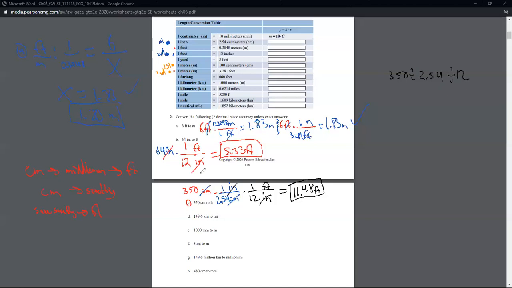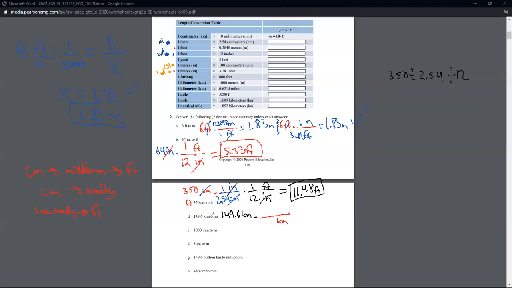All right. Let's do D next. 149.6 kilometers to miles. Now, we know when we start writing this out, our 149.6 kilometers, we know in our fraction multiplier we've got to get rid of the kilometers. The kilometers are originally in the top, so they go in the bottom.